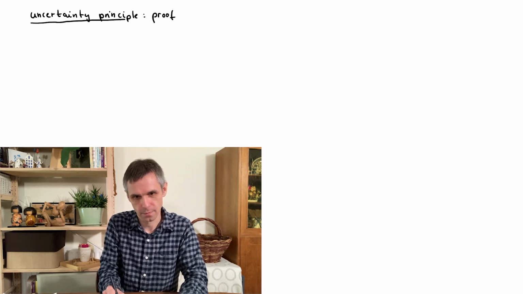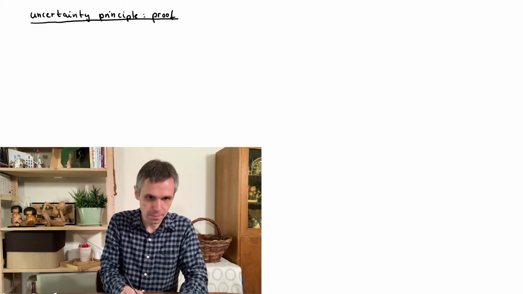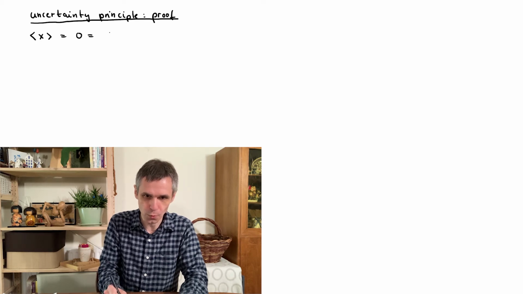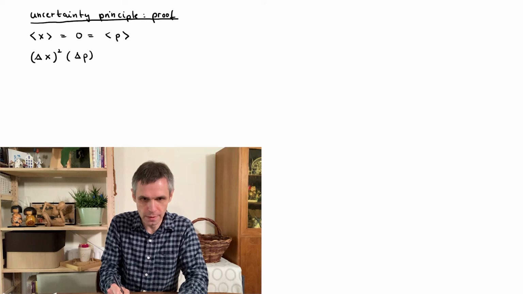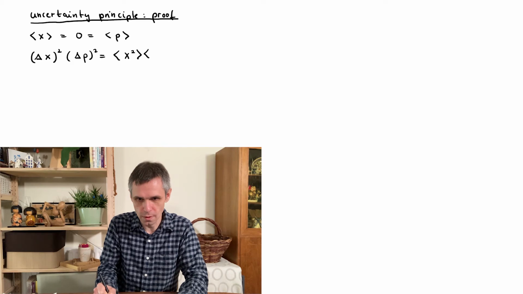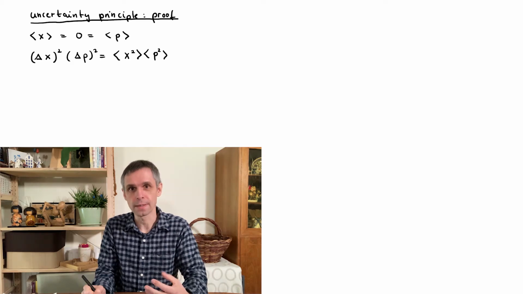So we can use it to come up with a very compact proof. And for this, we are in particular exploiting that we can set these two expectation values to 0. With these choices of the expectation values, the squares of the uncertainties of position and momentum simply become these expectation values here. And now we can ask how small this product can become.